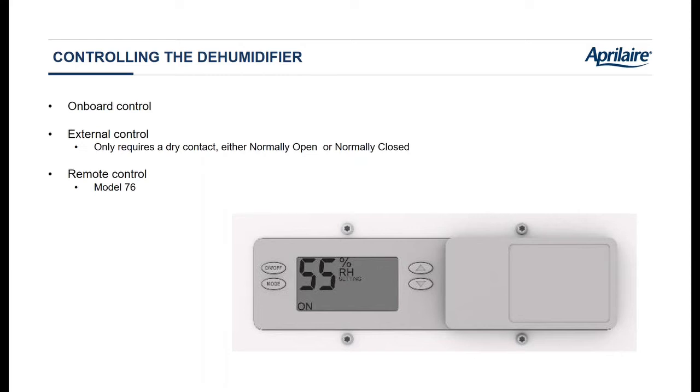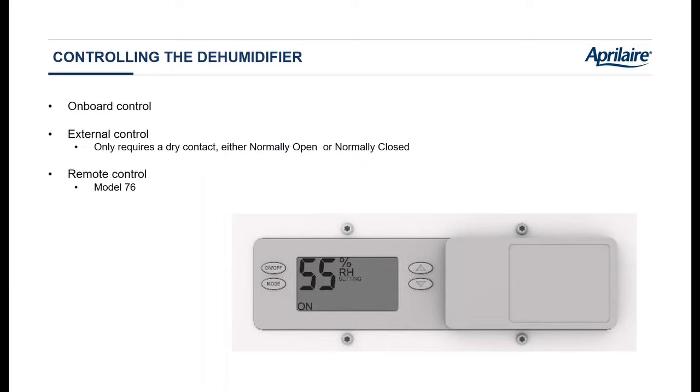You may not want to use the onboard control. It can be controlled externally. You would enable external control, and then any device that can provide a dry contact can tell the dehumidifier when to run and tell the dehumidifier when to stop. So you could use one of our humidistats or a competitor's dehumidistat. You could use an IAQ thermostat or a Wi-Fi IAQ thermostat, anything that provides a dry contact closure, even a building automation system. So it's very, very flexible.